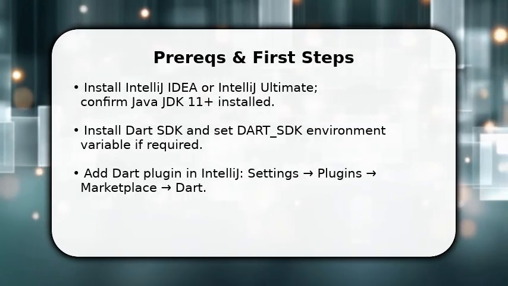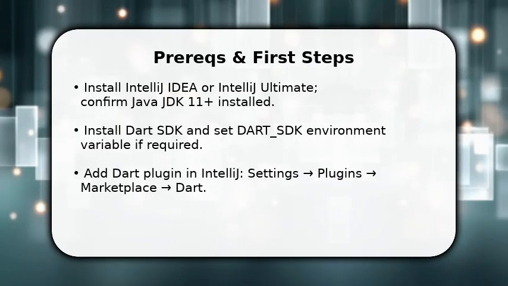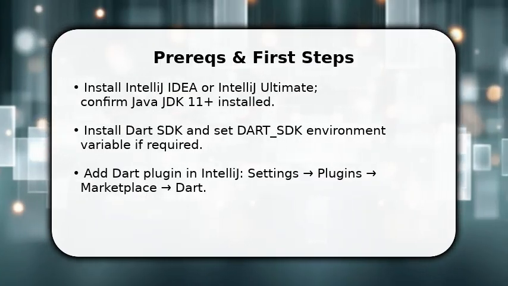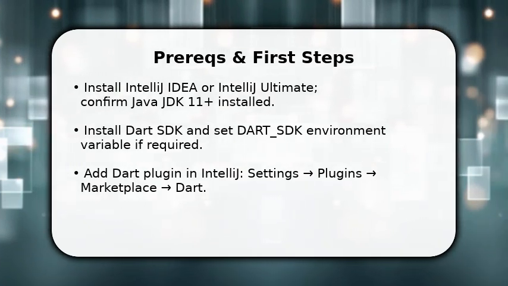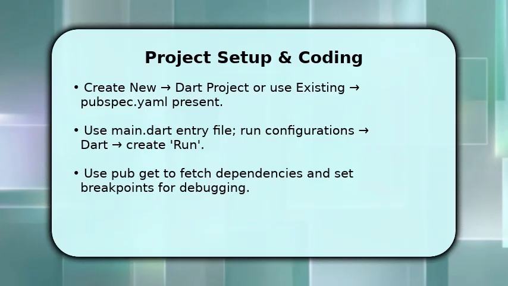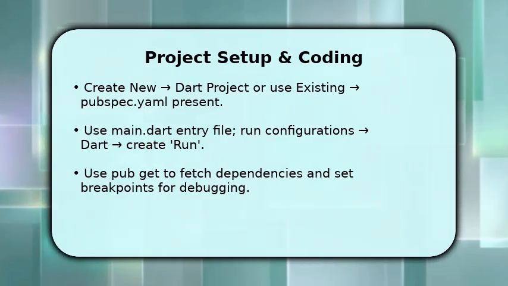Once done, create a new Dart project or open an existing folder. Make sure IntelliJ detects the SDK path. This quick setup lets you run code and see real-time errors immediately. You now structure and configure the project for smooth development.